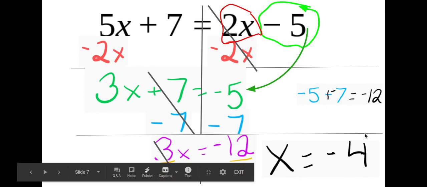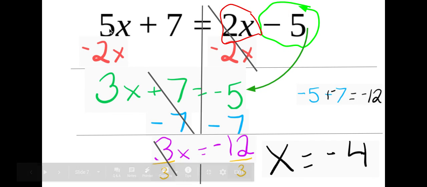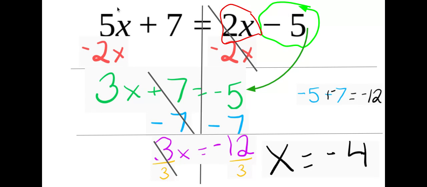Remember, take a minute to check your work. X equals negative 4. If we plug that in up here, 5 times negative 4 is negative 20, plus 7 gives us negative 13. Over here, if we plug in negative 4, we get negative 8 when we multiply. Minus 5 also comes out to negative 13. So we know we've done the right work.